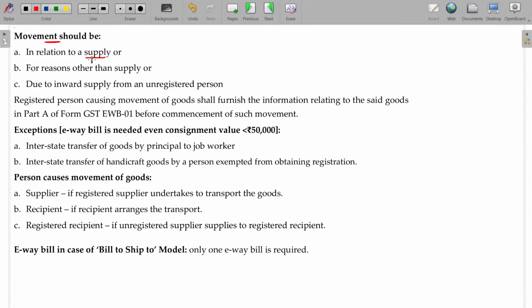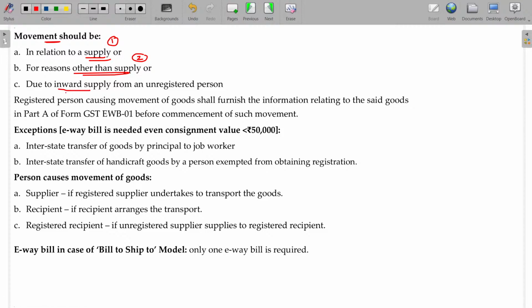So in relation to a supply is the first condition, but sometimes it is other than supply also. What about the other than supply? Sending my goods for the exhibition. I am the artist, I am sending the goods for displaying in the exhibition. It is not actually supply, but there may be a chance of supply. So I am moving the goods not for supply, then I have to give the delivery challan. In case of movement meant for supply, you will have the tax invoice. If it is not a movement due to supply, then you have to give the delivery challan.